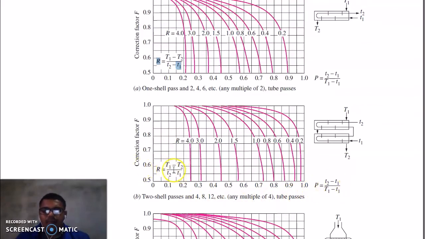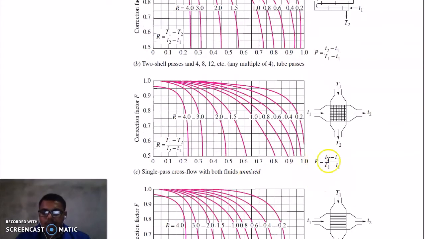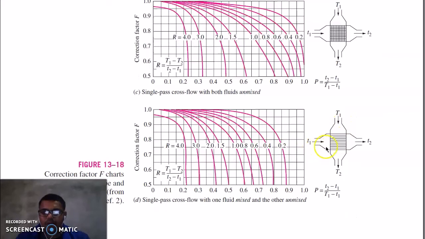This R is also your temperature ratio. So values for correction factor corresponding to different R and corresponding to different P are given. Again, the temperature ratio for P and R and correction factor is given for the cross flow with both fluids unmixed, and this is for cross flow with one fluid mixed and the other unmixed.